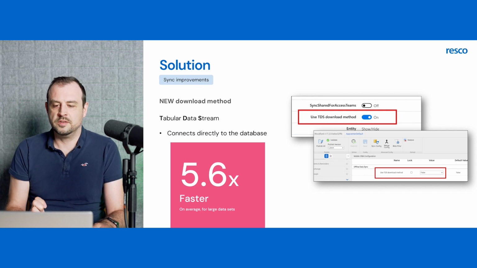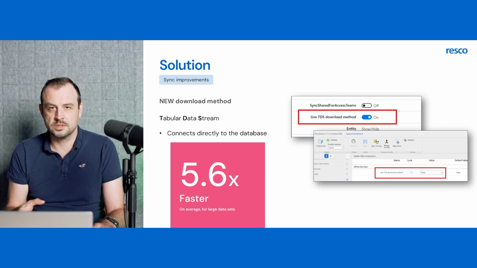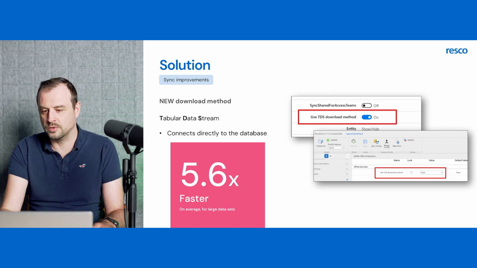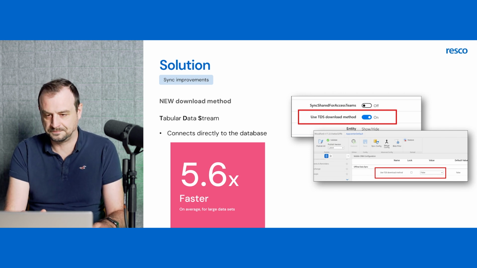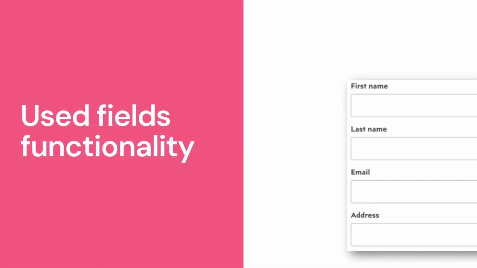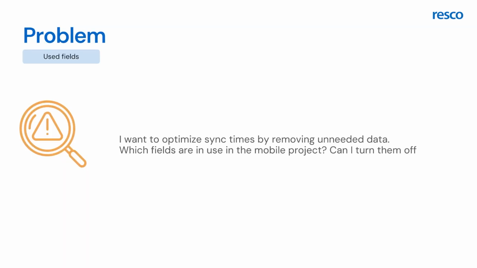It is off by default and needs to be enabled in the mobile application, and it would force the use of this download method. The next one is the used fields functionality. What it is and what we are solving here.